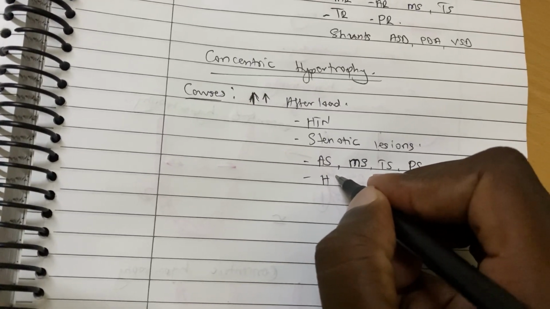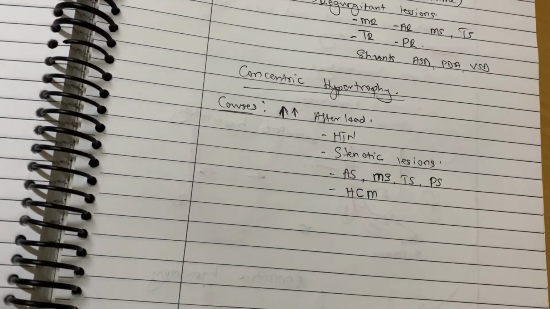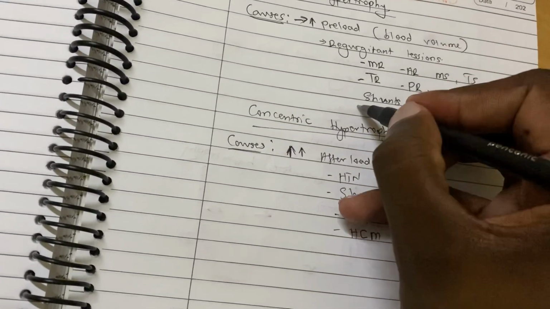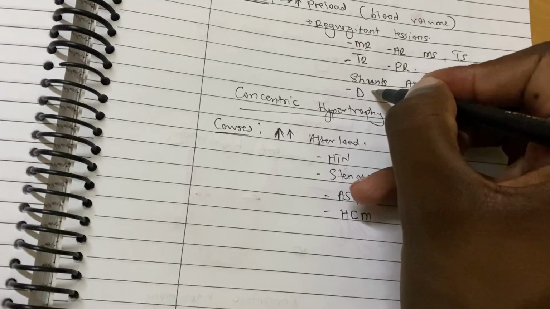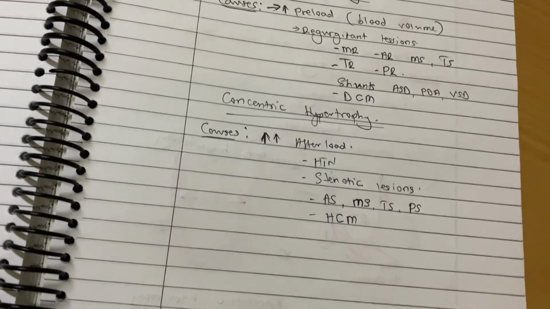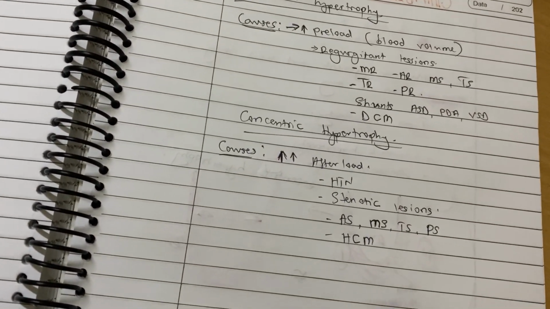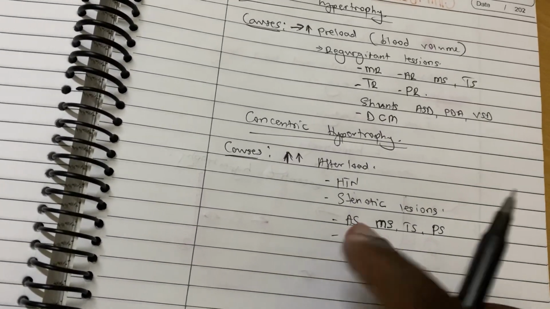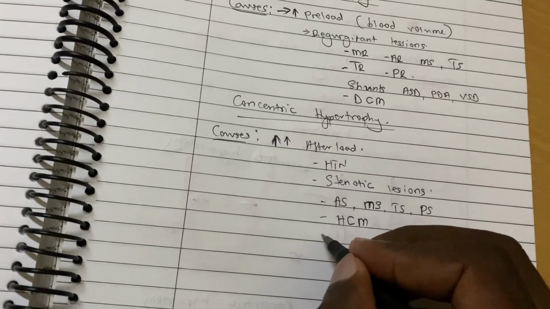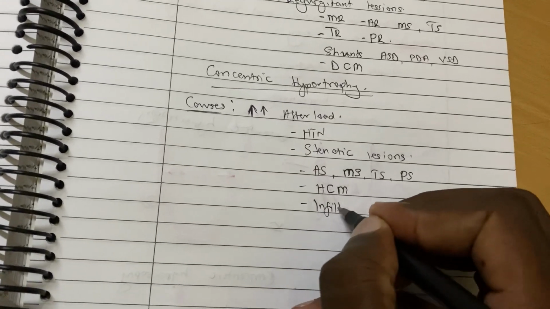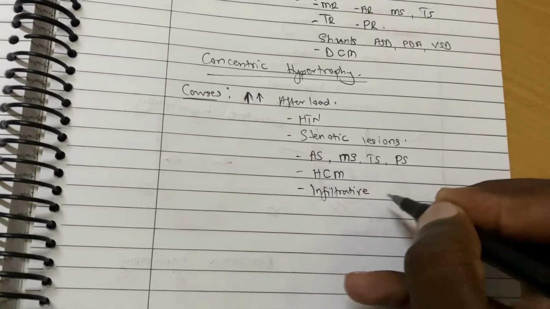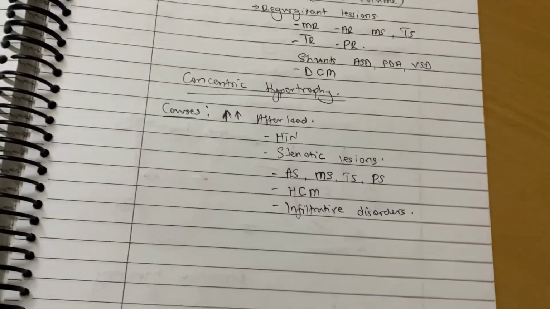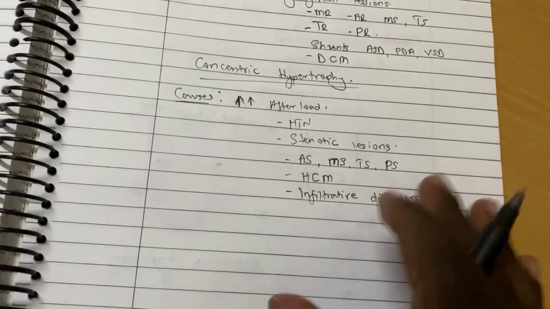hypertrophic cardiomyopathy, and then here it's going to be dilated cardiomyopathy. Hypertrophic cardiomyopathy, dilated cardiomyopathy. And then the other ones can be infiltrative disorders. We're not mentioning anything. So these are the simple causes.